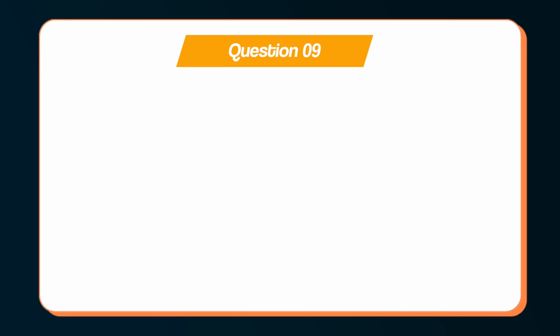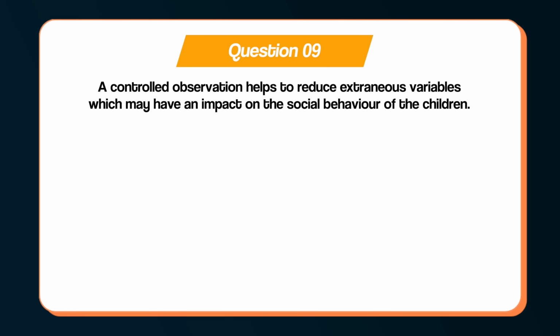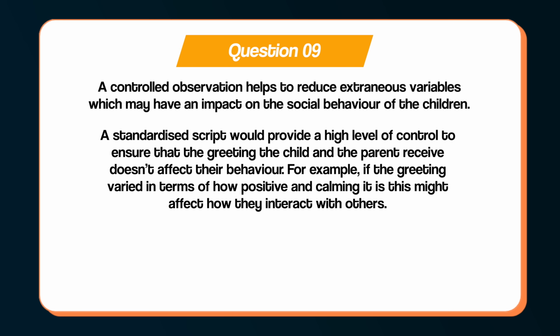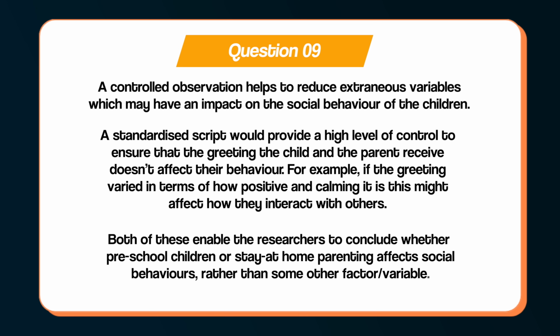So what we need to do is take our knowledge of a controlled observation and a standardized script and apply our answer to the question. So we could write, a controlled observation helps to reduce extraneous variables which may have an impact on the social behavior of the children. A standardized script will provide a high level of control to ensure that the greeting the child and the parent receive doesn't affect their behavior. For example, if the greeting varied in terms of how positive and calming it was to each child, this might affect their behavior. Both of these help the researchers to conclude whether or not preschool children or stay-at-home parenting affects social behaviours rather than some other factor or variable.